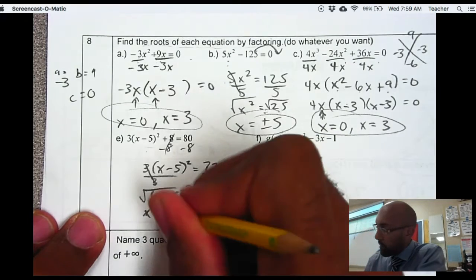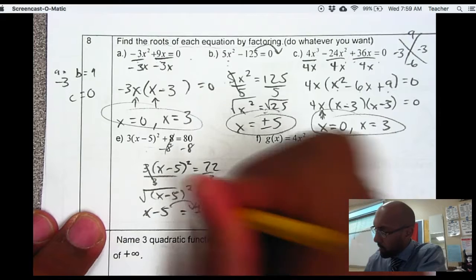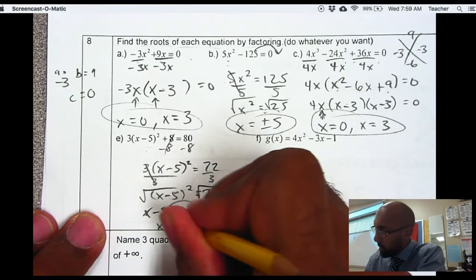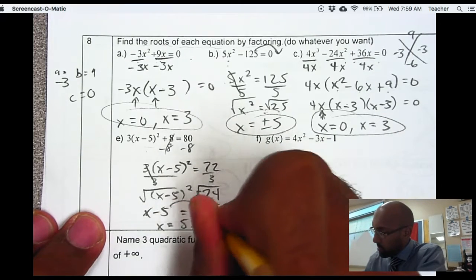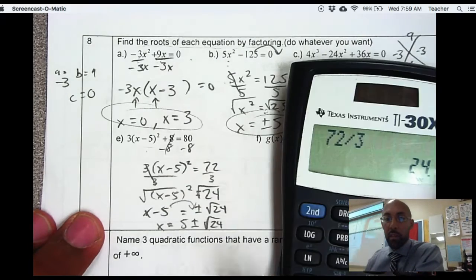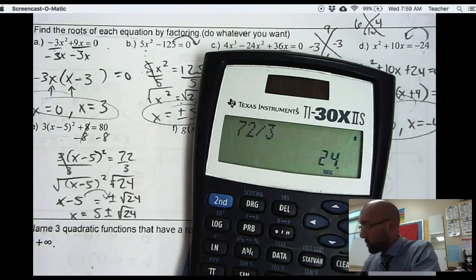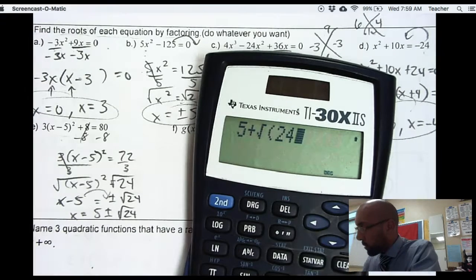Then we're going to add 5 to both sides, so I'm going to move the 5 over here. x equals 5 plus or minus the square root of 24. But remember, I asked you guys to do all decimal now. So first we're going to do 5 plus the square root of 24.